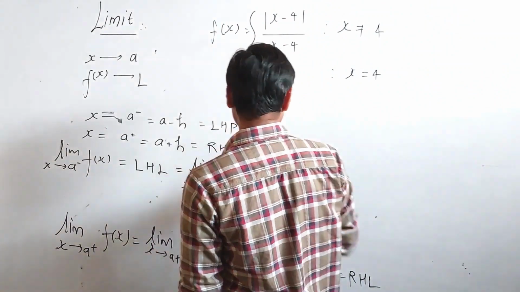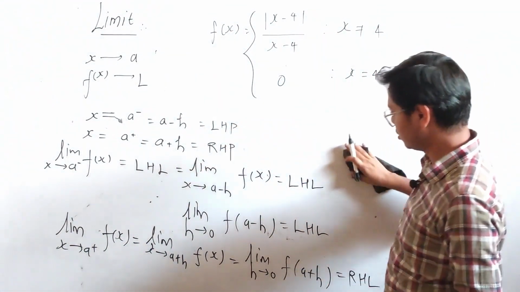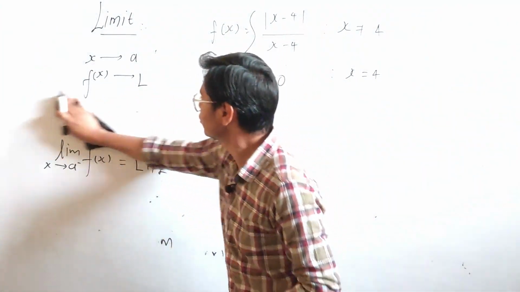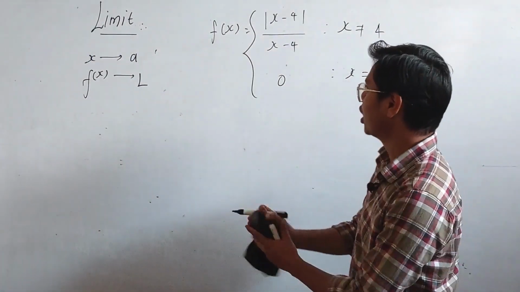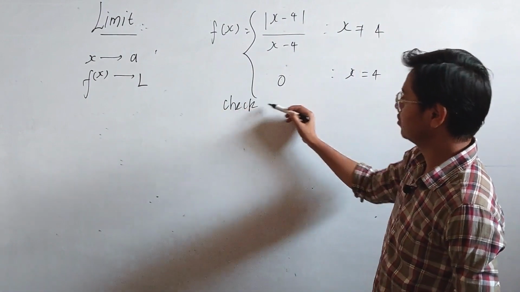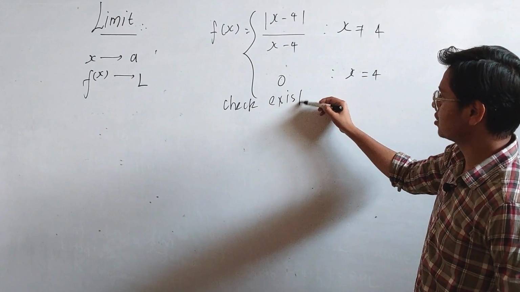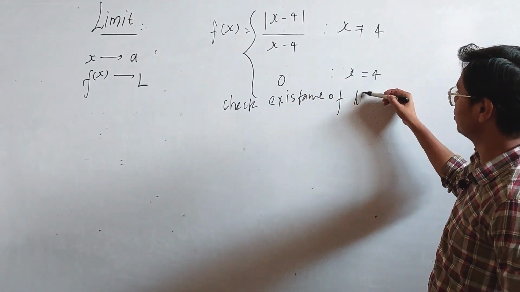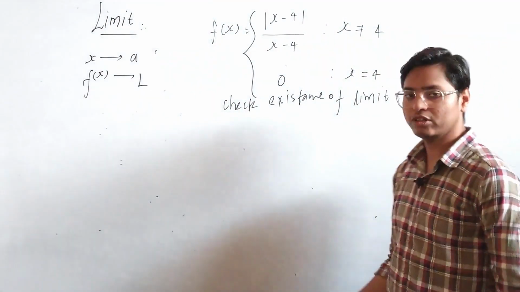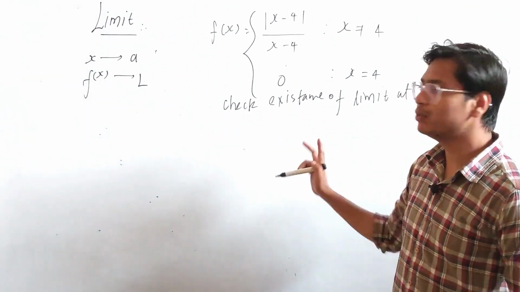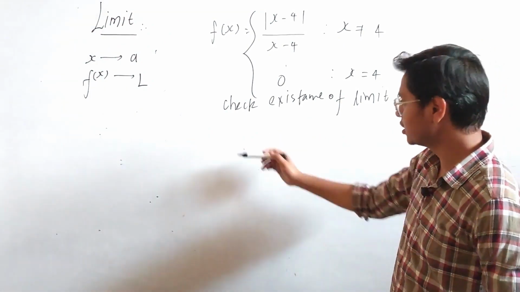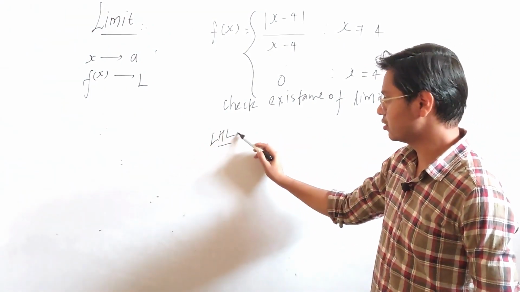Okay. So in this case we want to calculate the limit or the value of function at x is equal to 4. So how can we check the existence of limit at x is equal to 4? First of all we calculate the left hand limit, then the right hand limit, then we compare both of them. If left hand limit is equal to right hand limit, then we can say the limit exists. Let's suppose first we take LHL, that is left hand limit.